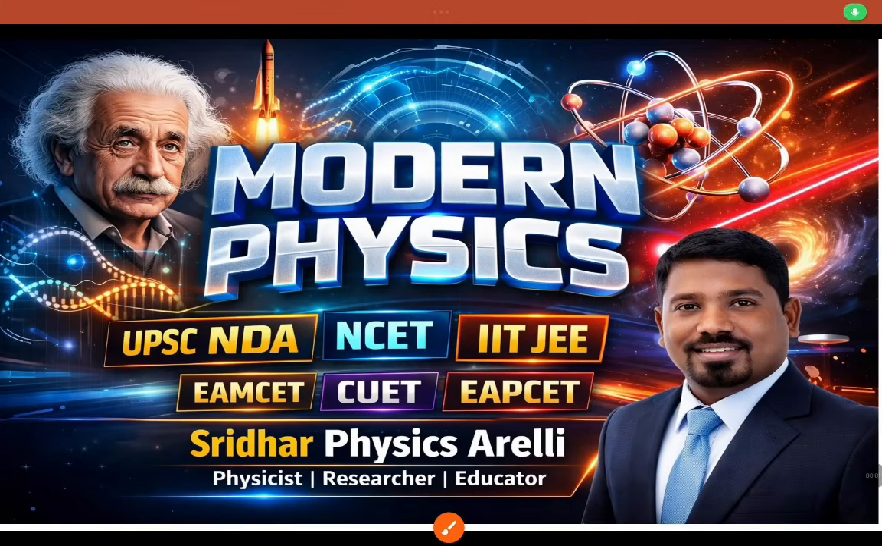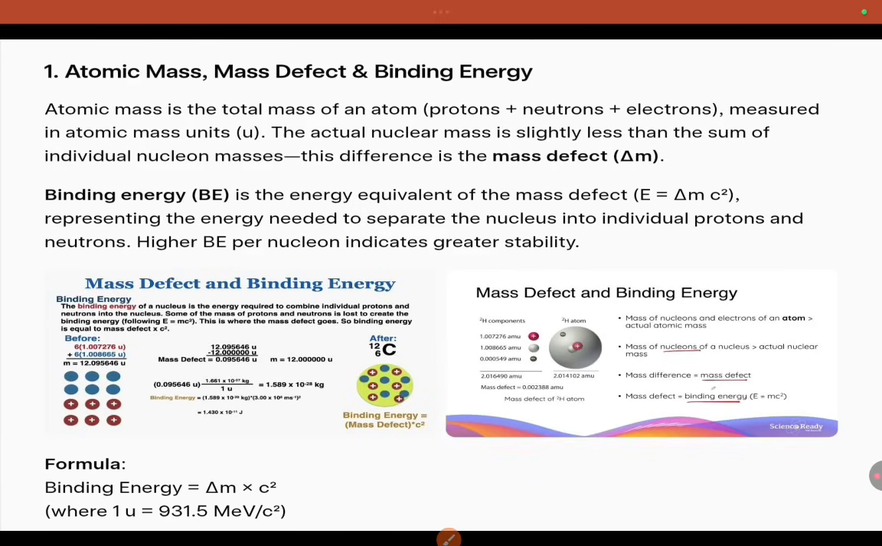Welcome to today's class on modern physics. This is one of the key topics for UPSC NDA, NEET, IIT JEE, AMCET, CUET, EAMCET. So without wasting your time, I would like to start the concept with your permission. I'm not taking the entire lecture, just going with the key concept revision. After that we will go with 75 MCQs from your examination point of view.